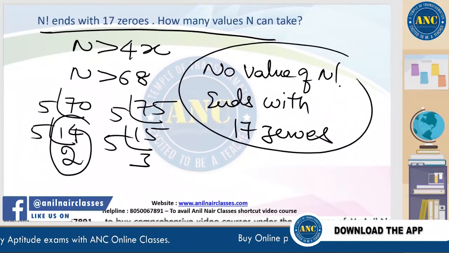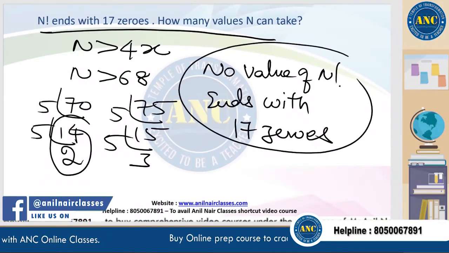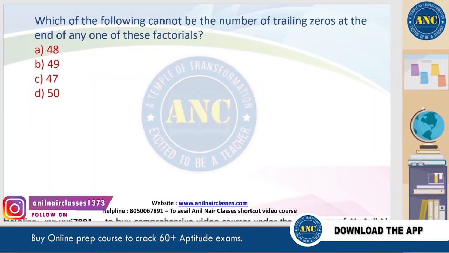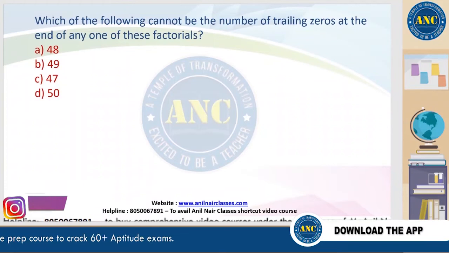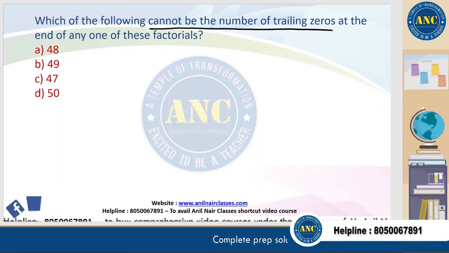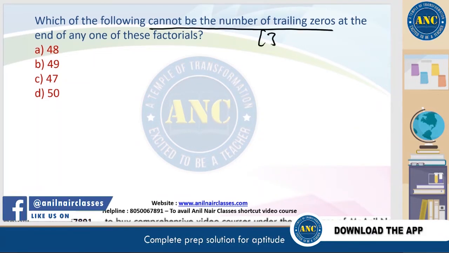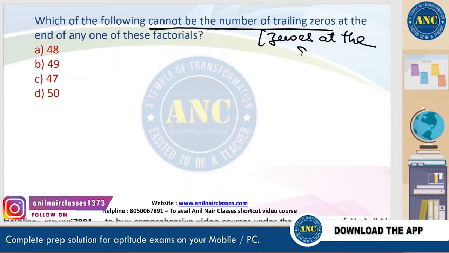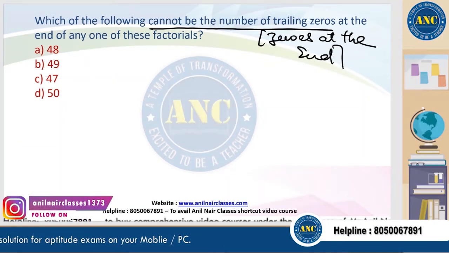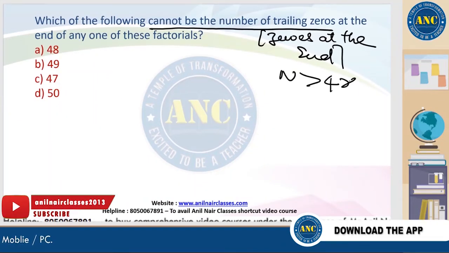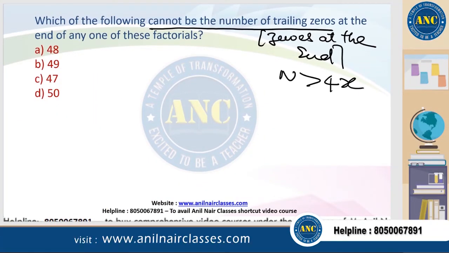Idea clear, right? Still there are some more questions. Let us do these questions. Which of the following cannot be the number of trailing zeros? Trailing zeros means zeros at the end. What is the concept? If you don't know this concept, in regular textbook this concept is not shown.